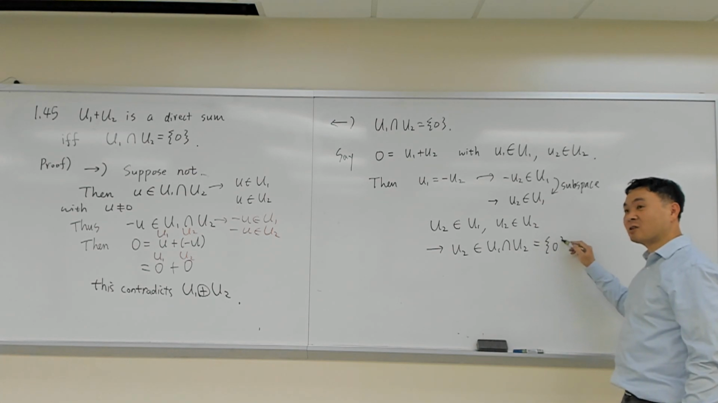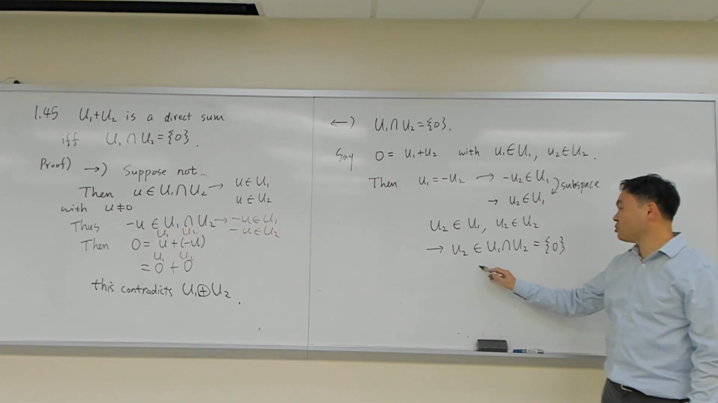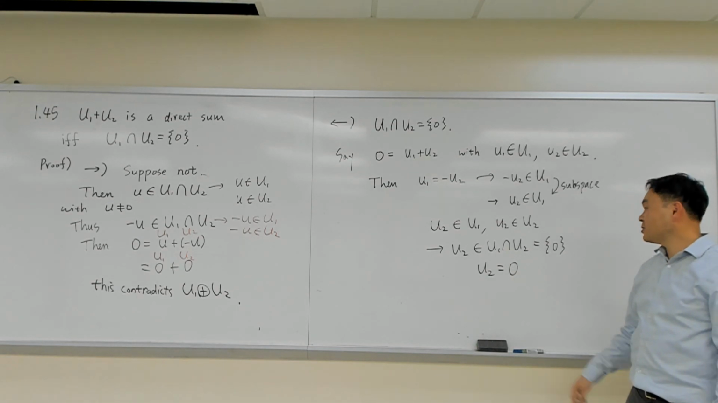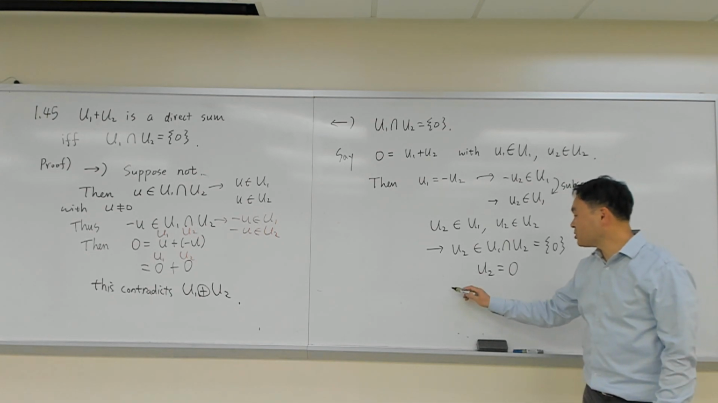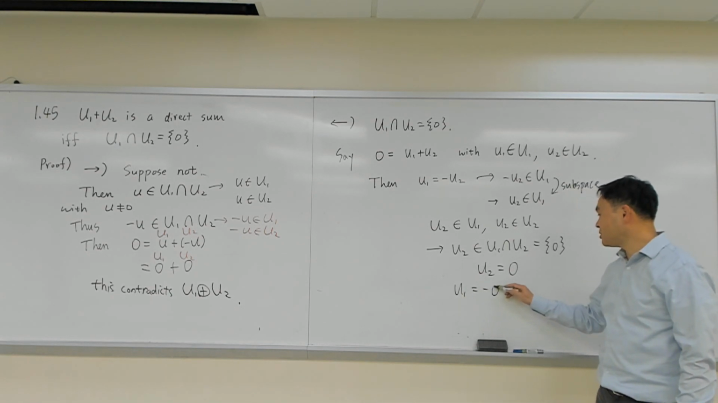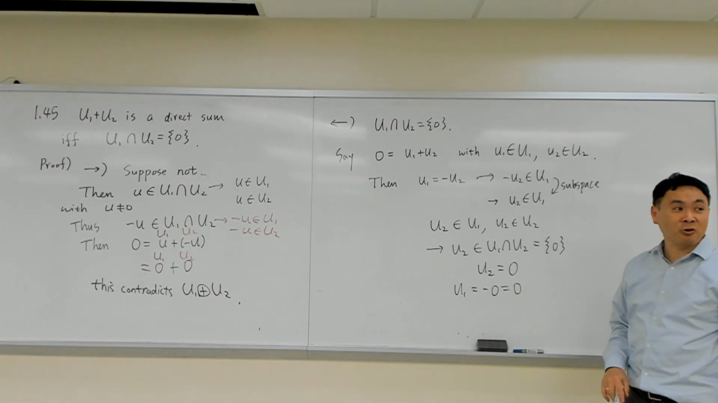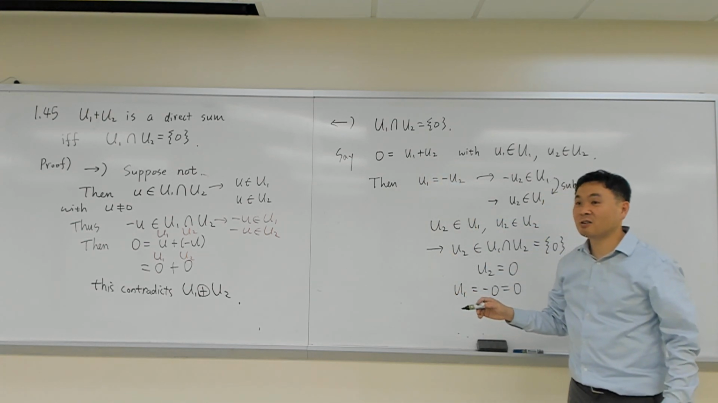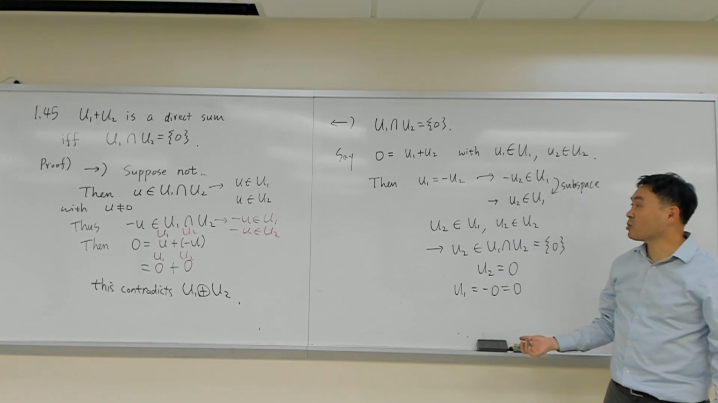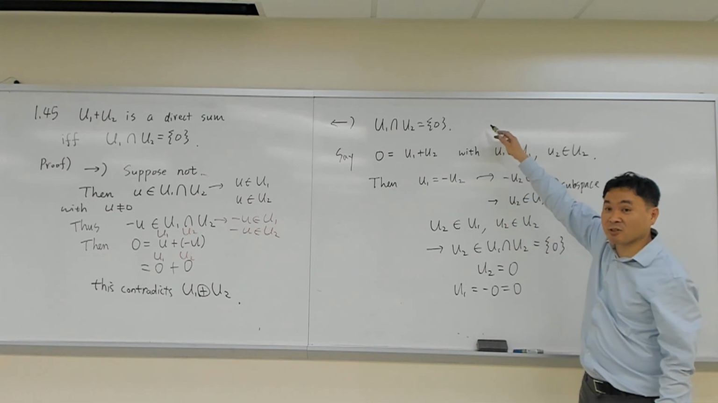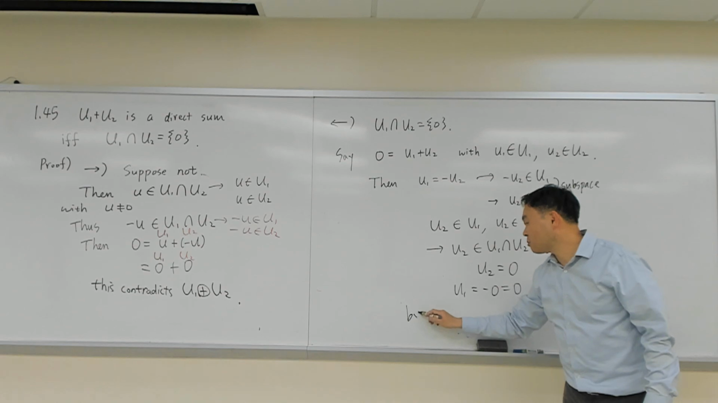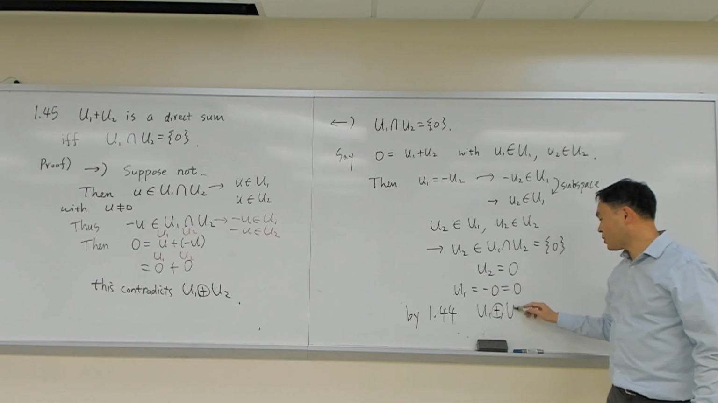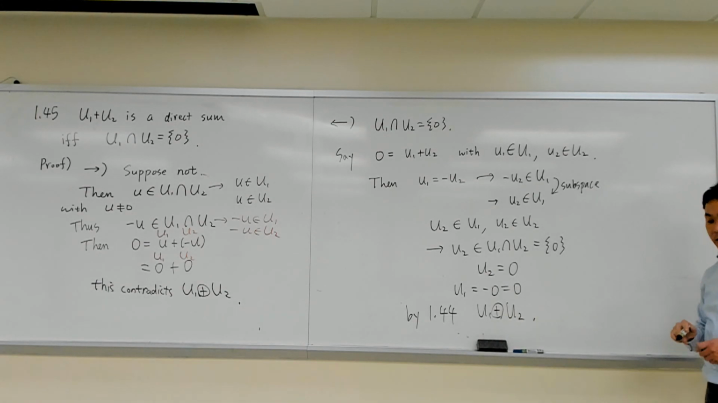which has only one element, right? So what does that mean? u2 must be 0. Since u2 is 0, u1 is 0 as well, because it's the negative of 0. Oh, so what did I show? I showed that each of these are zeros, and that's the only way you can write down 0 with this given condition. So, by 1.44, U1 and U2 is a direct sum. So that's how you prove it.